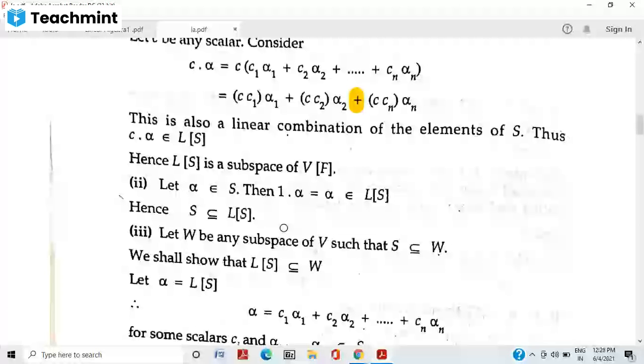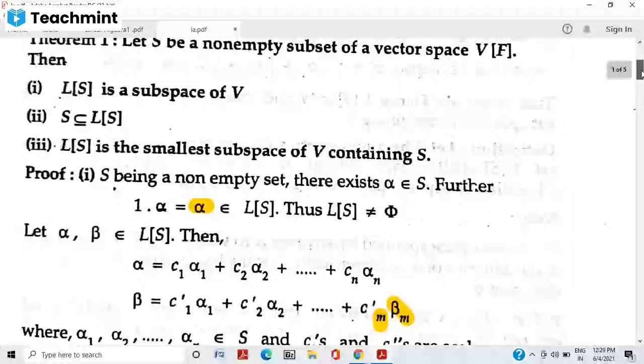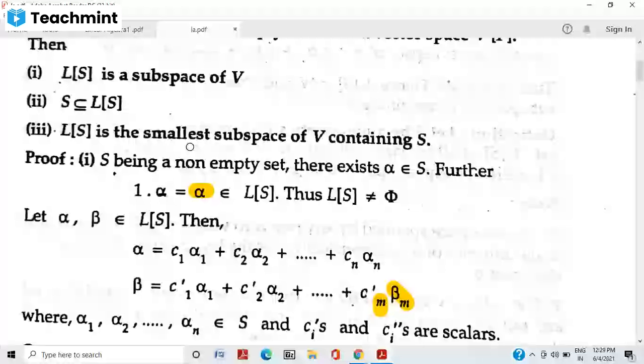How have we shown S is contained in L of S? Alpha belongs to S, then alpha can be written as 1 into alpha, which belongs to L of S. Then S is contained in L of S. Then the second part also we got. Then the third part, what do we have to show? L of S is the smallest subspace of V containing S.